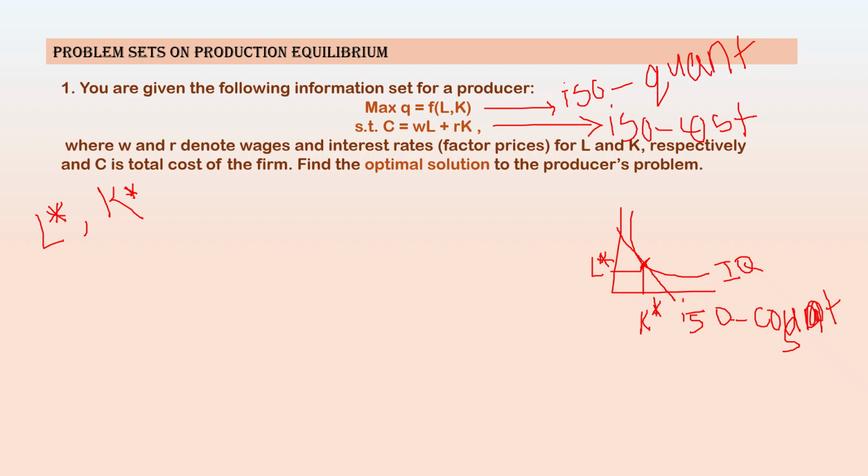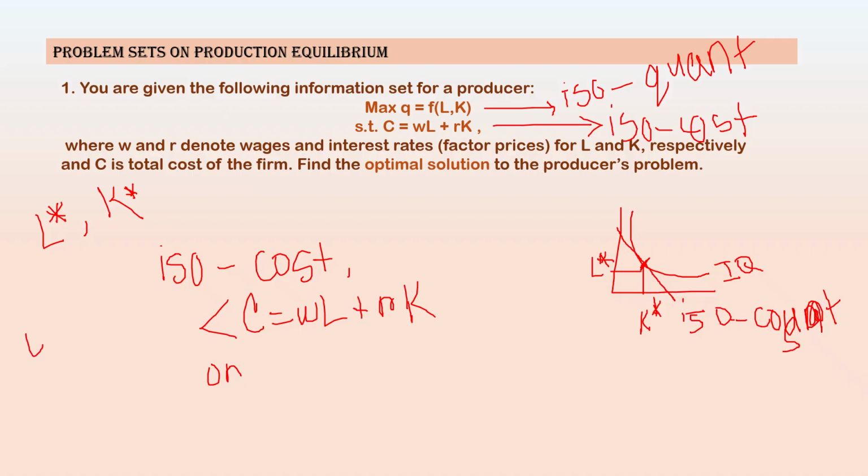So let's start with isocost line first. So our equation is C equal to WL plus RK. Now, to find the slope, the easiest way is basically to turn it into the form y equal to mx plus c, where this right here is our slope. So to do that, what we do is basically we transpose.